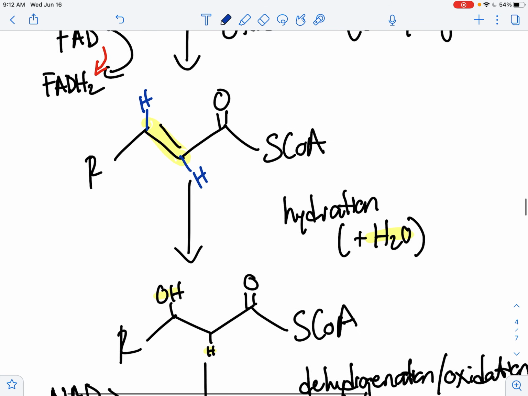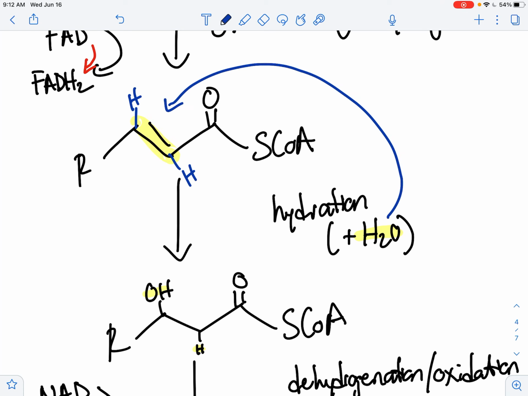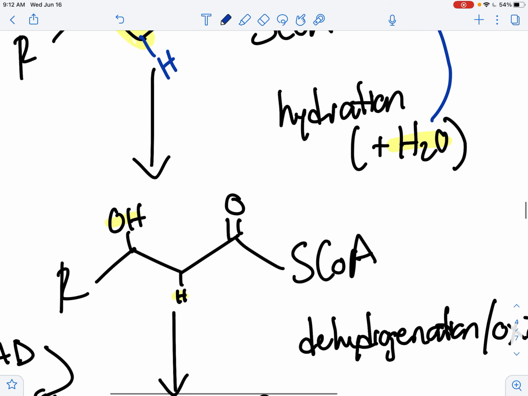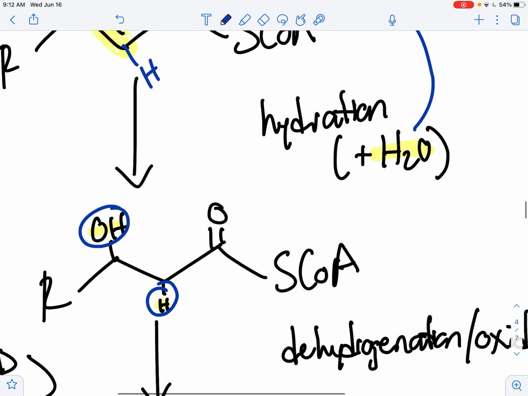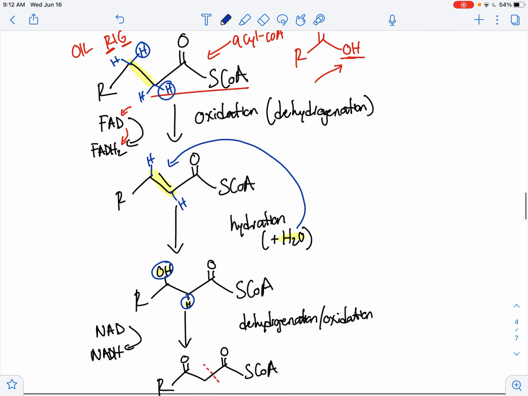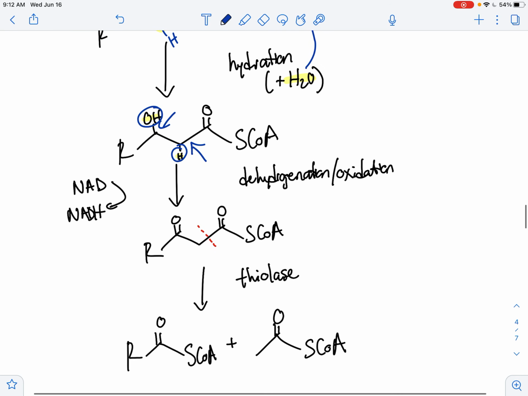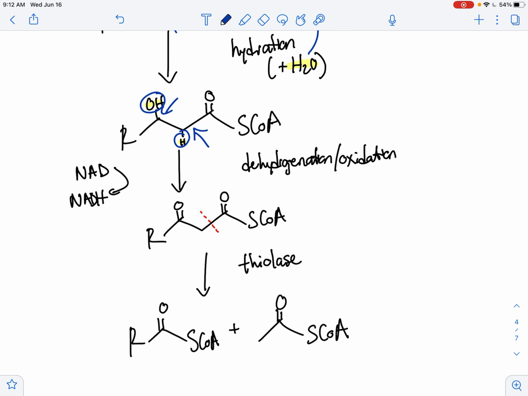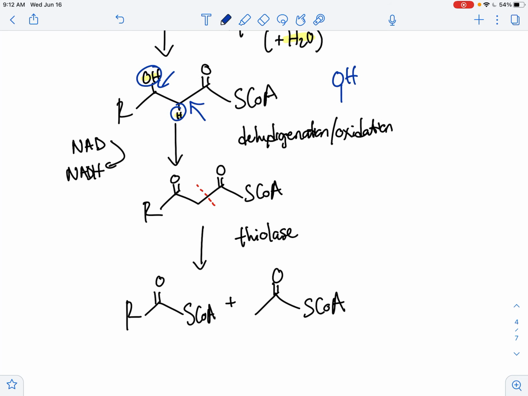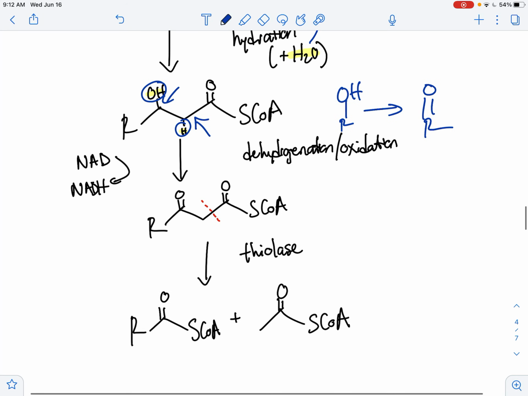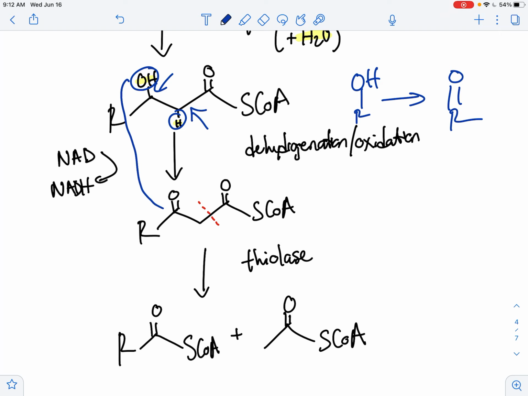And then the next is a hydration. Essentially you're adding H2O to this molecule, and that causes an OH to be deposited here and an H deposited here. I'm going to zoom out a little bit so you can see the larger scheme of things. Now, once you have this OH on this carbon and the H on this carbon, you do something called dehydrogenation, which is whenever you turn an alcohol, let's just say, into a ketone. And that's exactly what's going on here. You're turning this alcohol into a ketone.